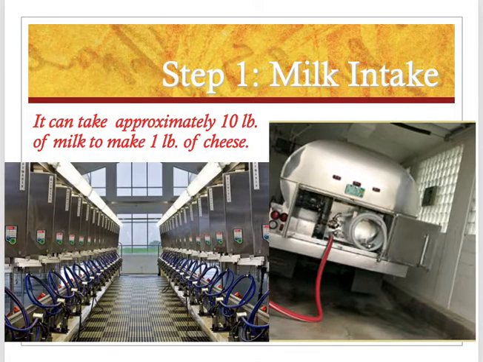And just a fun little factoid for you, it can take approximately 10 pounds of milk to make 1 pound of cheese, which makes sense when you think of the breakdown of milk. 87% is liquids and 13% is the milk solids. So when you think of only 13% being the milk solids, then yeah, it's going to take quite a bit of milk to get your cheese.